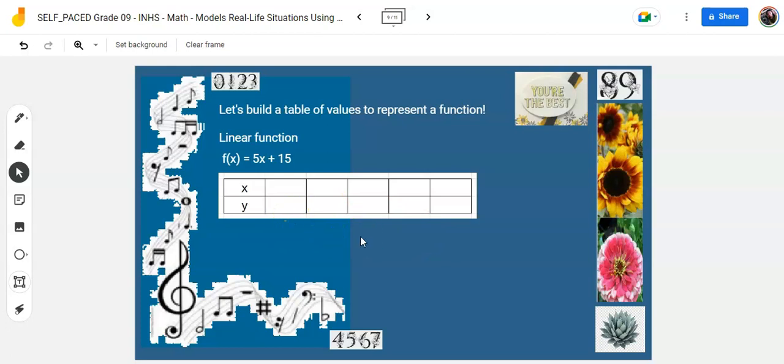So, magsugod ta og linear function. Like this one. F of x is equal to 5x plus 15. Okay? Sige, now, this is how the table of values looks like. Right? So, we have two rows. So, we have a row for x and a row for y.